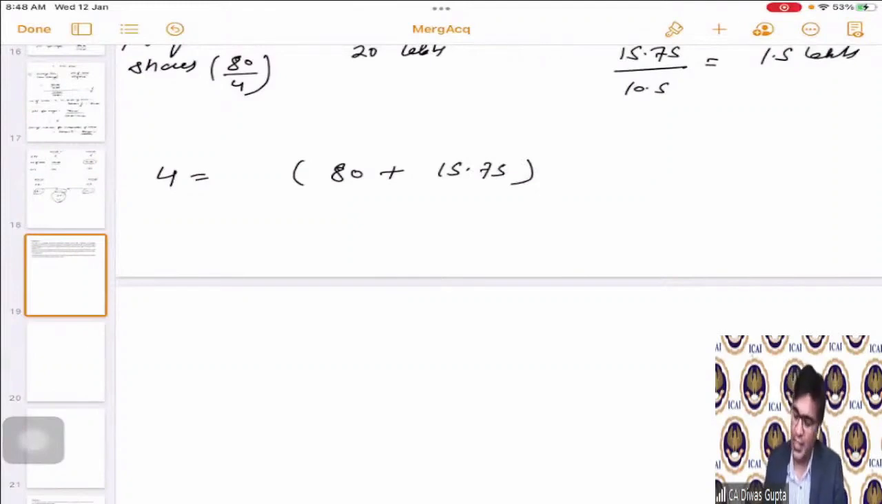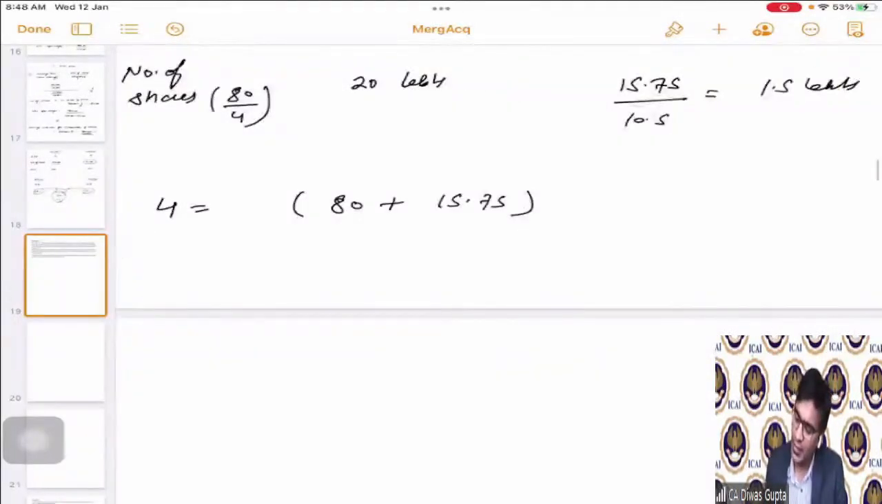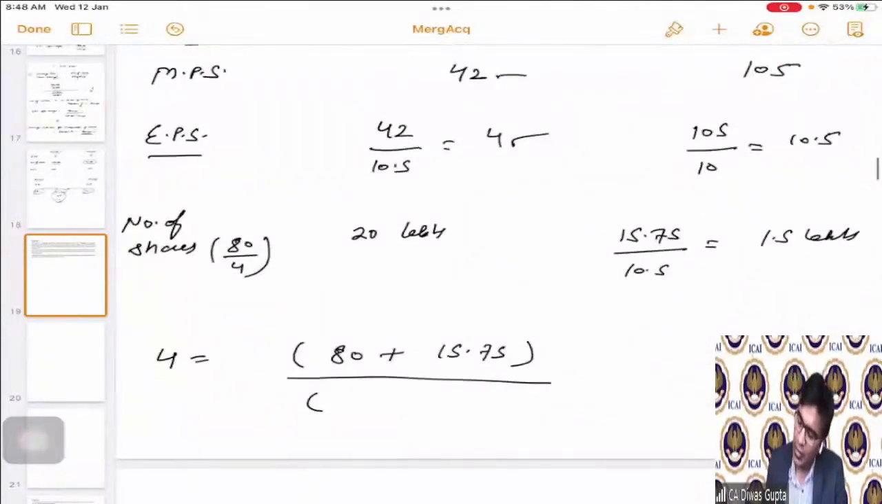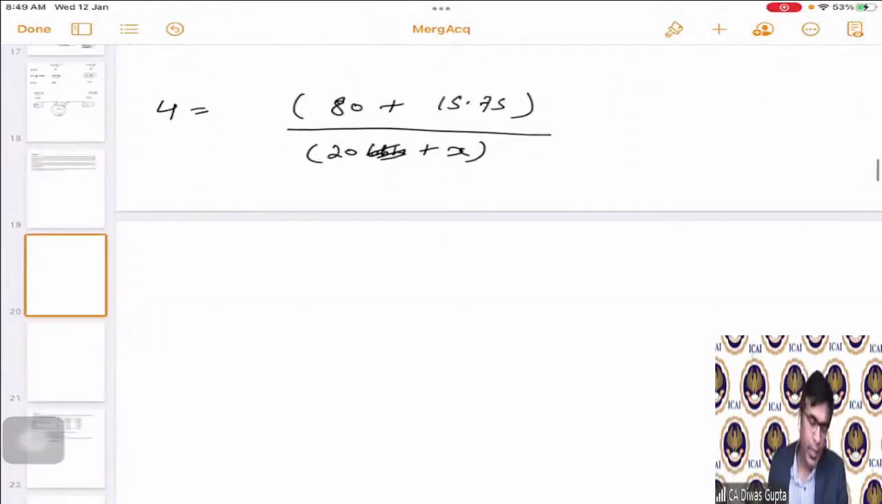Are we given any synergy gain or loss in the question? No, right? There is no synergy gain or loss. So we will just take the numerator as is. Then in the denominator, we have already 20 lakhs worth of shares. Lakhs I am removing because I have not taken it in the numerator also. So 20 plus, let it be X, whatever is the new equity shares issued to the shareholders of target company. Correct? We are assuming it to be X.